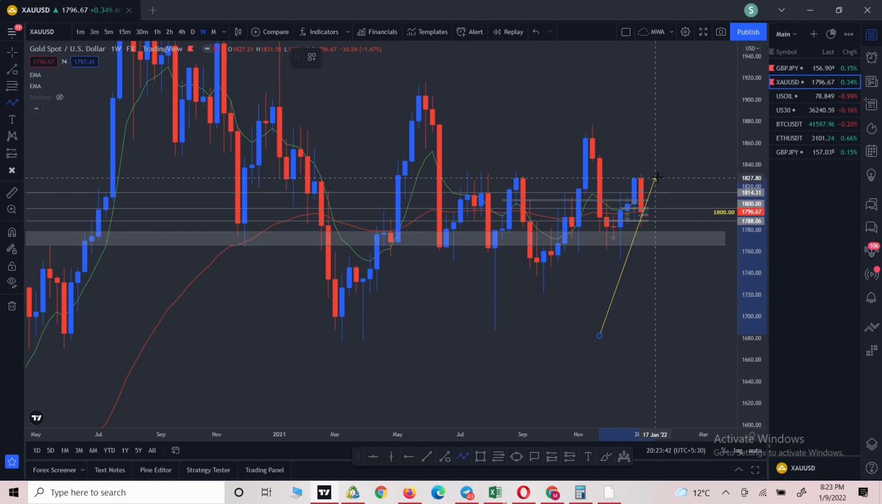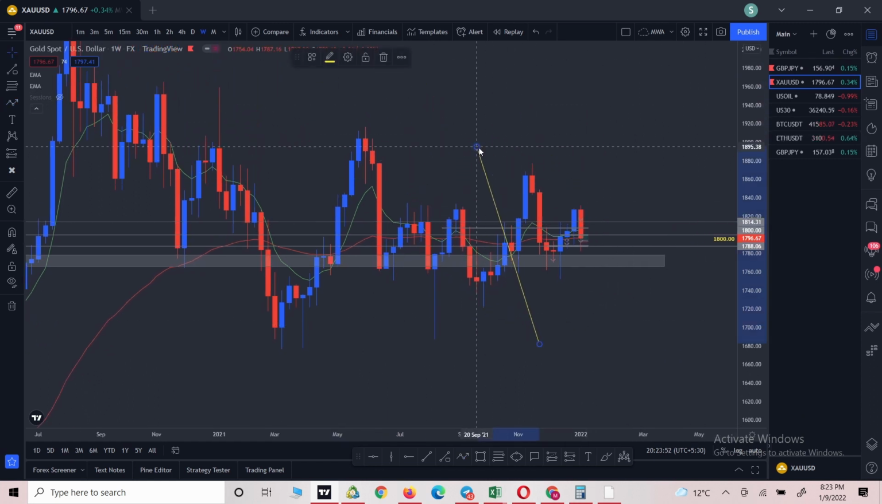If we are able to break and close above this area, then the next possible target is going to be this one, and then this one. These are on the left hand side. As you can see, these are the multiple targets. So if the price keeps on going higher and we get a break and close above this area, the potential targets are going to be this one and this one.